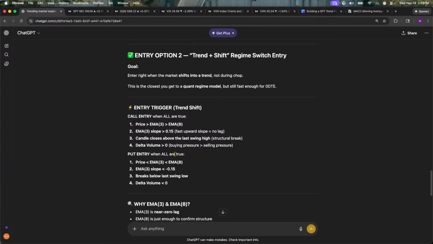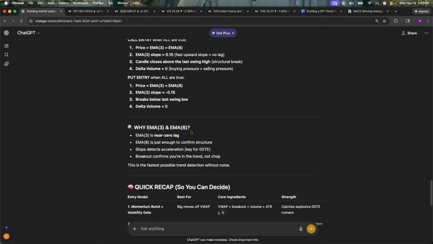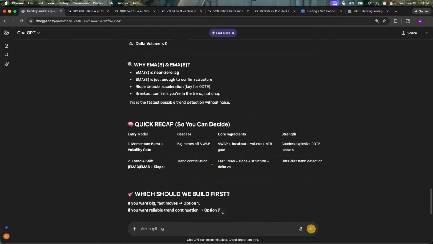For the put, all true is when it's just the inverse. Why EMA 3 and 8? EMA 3 is near 0 lag. EMA 8 is just enough to confirm structure. Slope detects acceleration, key for 0 DTE. Breakout confirms you're in a trend, not in a chop. This is the fastest possible trend detector without noise.